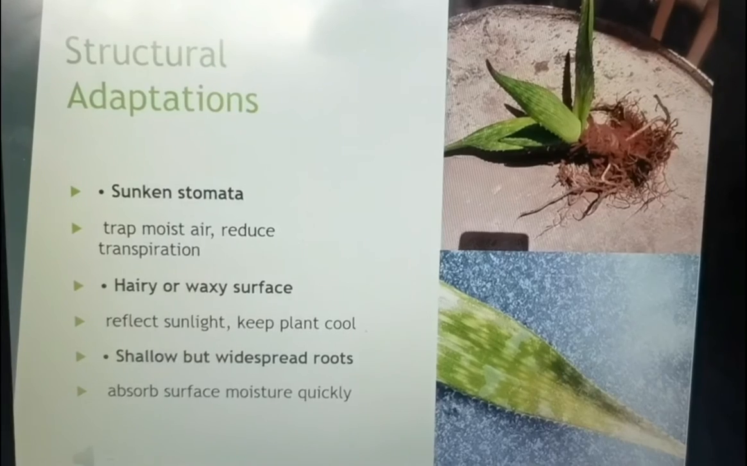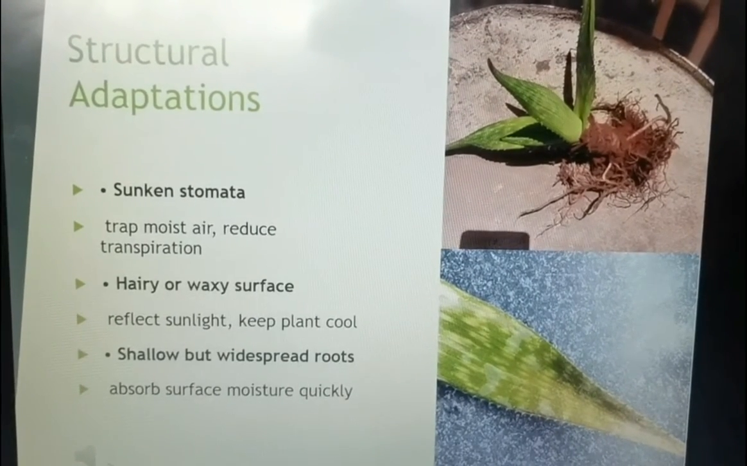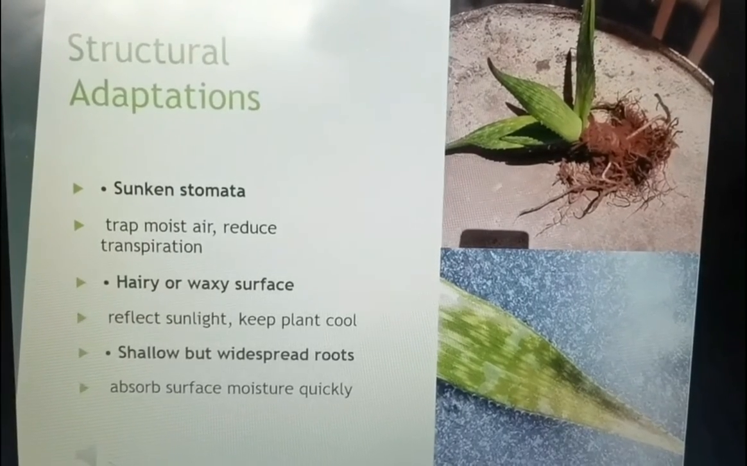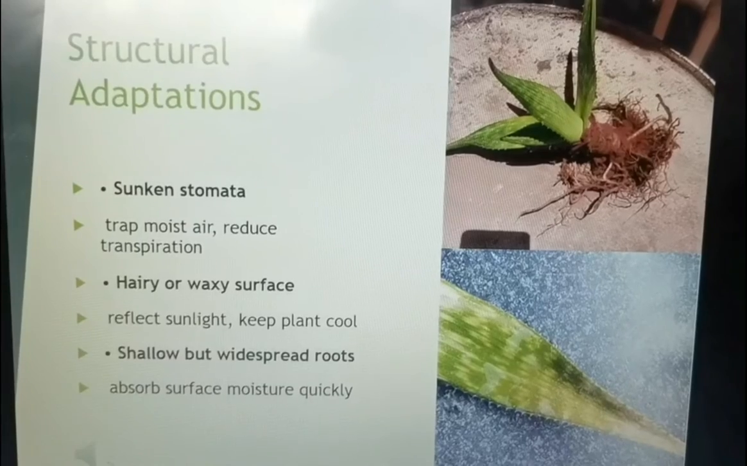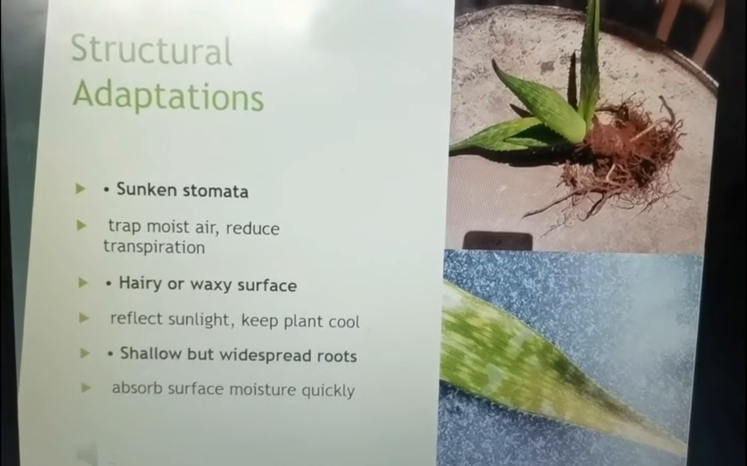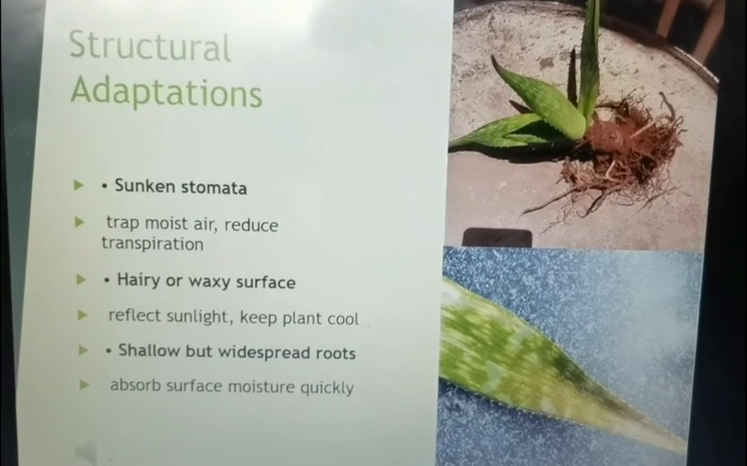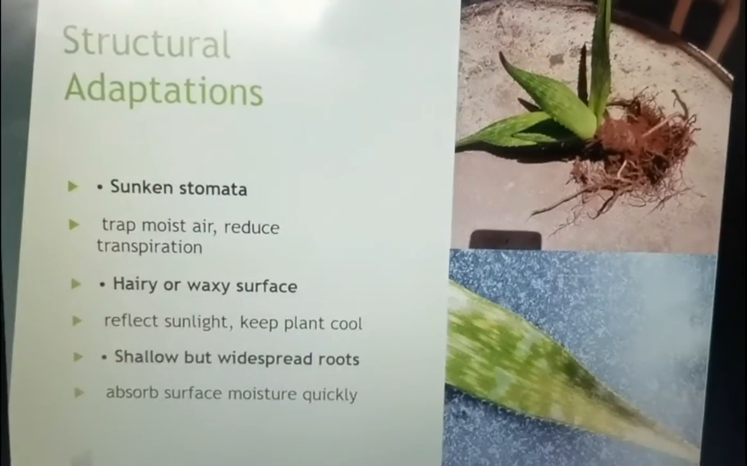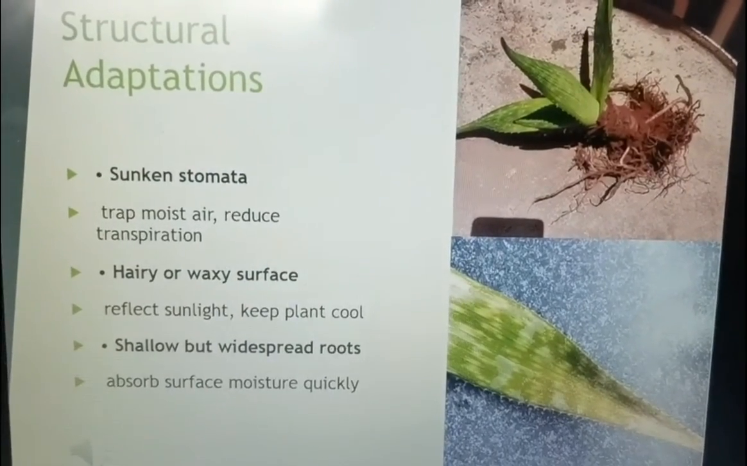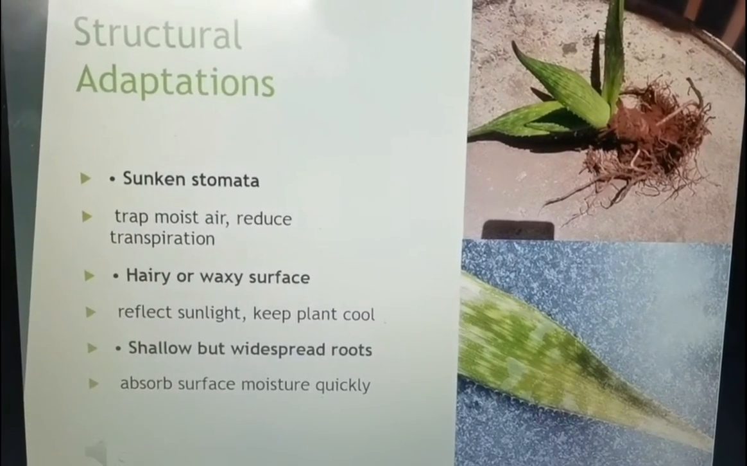On other structural adaptations, we have the sunken stomata, the hairy or waxy surface, and the shallow but widespread roots. Let's hop into the sunken stomata. The sunken stomata trap moist air, thus reducing transpiration. The stomata, as we all know, is the site for gaseous exchange and transpiration, which is a very important part of the plant that regulates the loss of water.